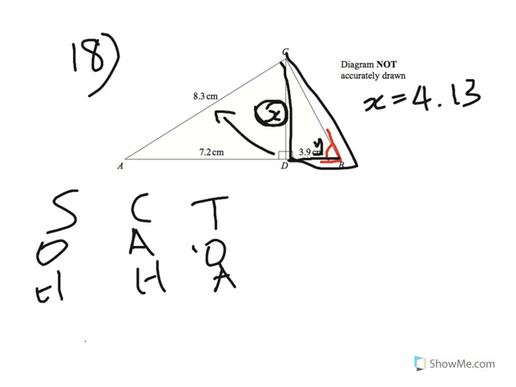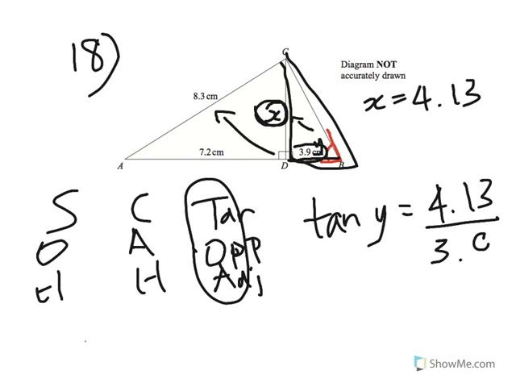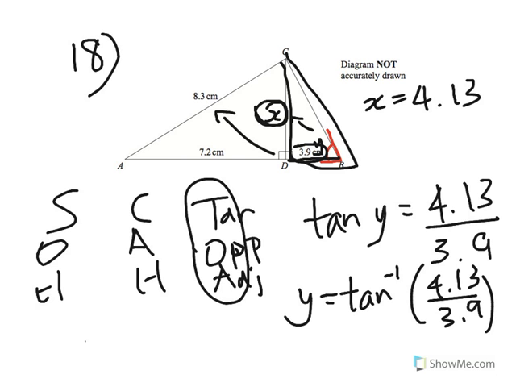So opposite and adjacent, it's nothing but the tan function. So tan is equal to opposite over adjacent. So that means that tan of y is equal to the opposite side, which is 4.13, over the adjacent side, which is 3.9. So y is equal to tan inverse, and you'll find this in your calculator, of 4.13 over 3.9. It's not y is equal to 4.13 over tan 3.9, because tan is a function.